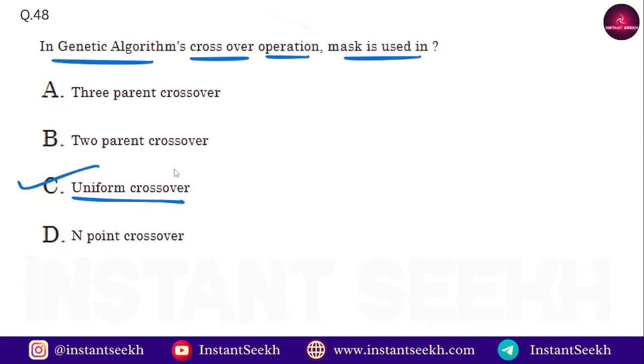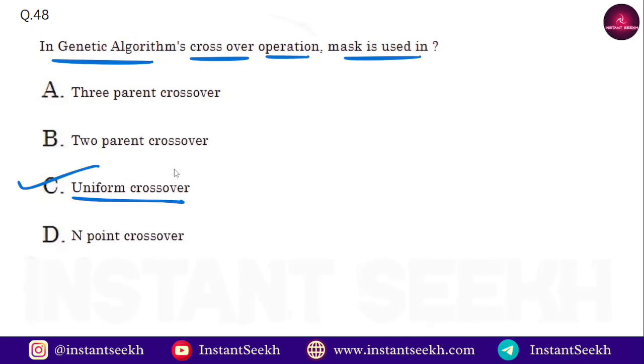Now, what is uniform crossover? It is a genetic algorithm crossover where a mask is used to determine which parent will contribute each gene to the offspring. In this crossover method, a binary mask of the same length as the parent chromosome is generated, where each bit in the mask decides the parent from which the gene will be taken.